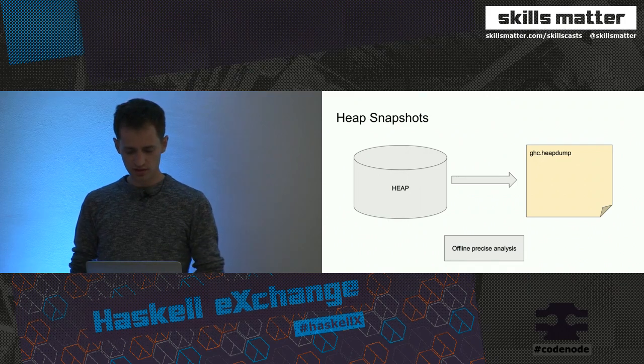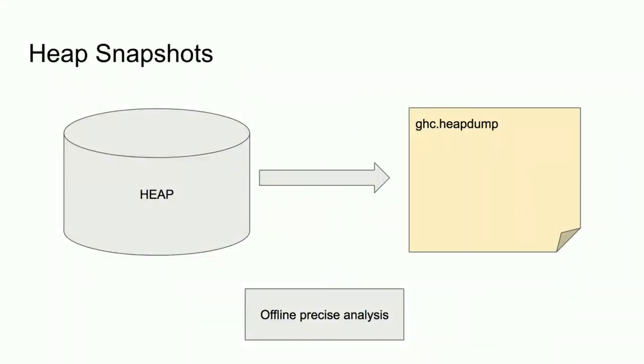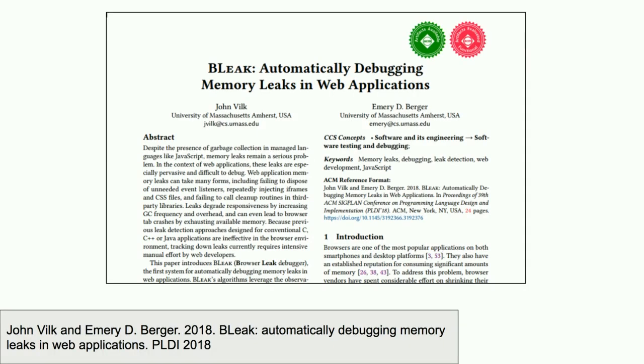So just final few ideas, heap snapshots. If you're a JavaScript programmer, then you probably know that most JavaScript engines allow you to dump a heap snapshot at a certain point in your program, which you can then look at later to analyze the structure. We could do this in Haskell as well, and I think it'd be quite useful. So we're going to try and do that. And once you have heap snapshots, then I'm going to want to try and implement this paper, which is about automatically debugging memory leaks in JavaScript programs.